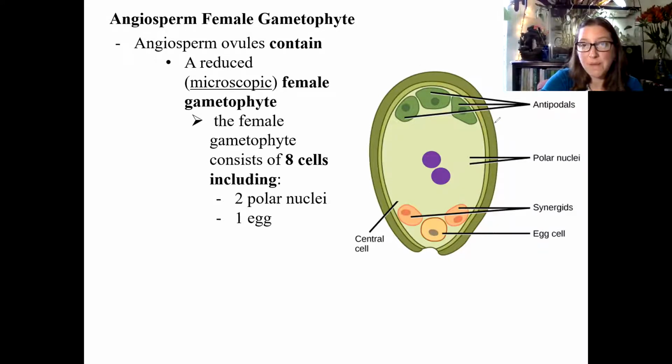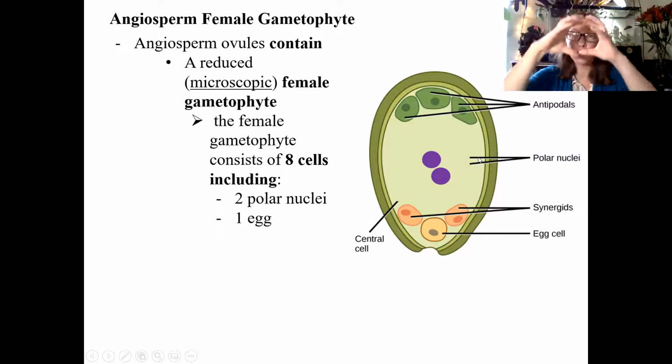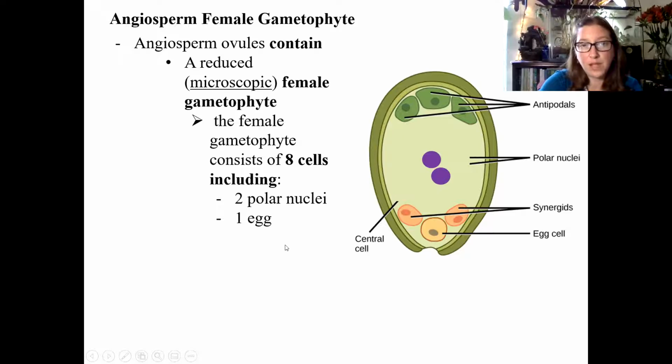So the female gametophyte plant is composed of 3 antipodal cells, 2 synergid cells, 2 polar nuclei, and 1 egg, for 8 total. And all of those things are inside of a central cell. So that whole structure is one female gametophyte plant.